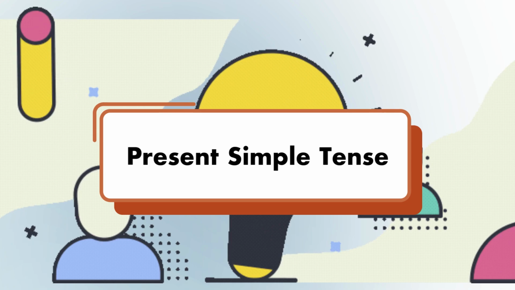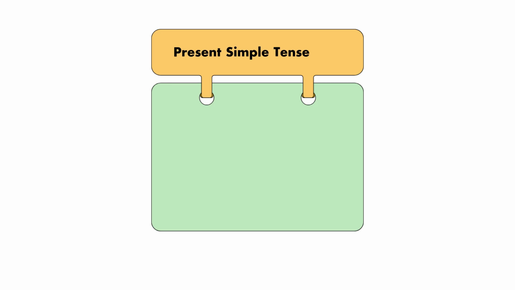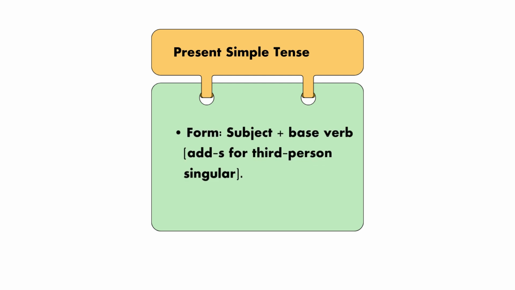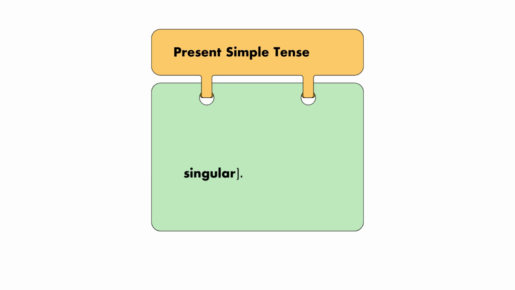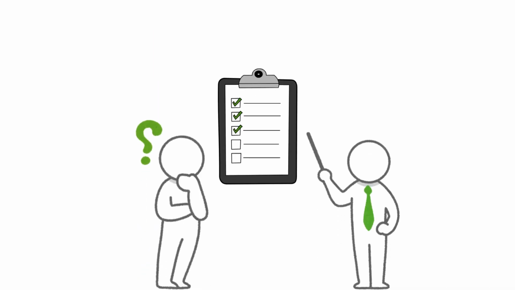Let's start with the present simple tense. First, we have to know the form of the present simple tense. Subject plus base verb, add s for third person singular. Then we will know where we will use the present simple tense.